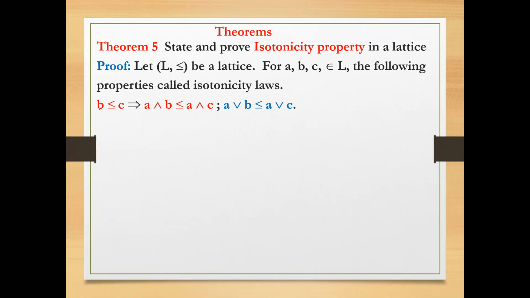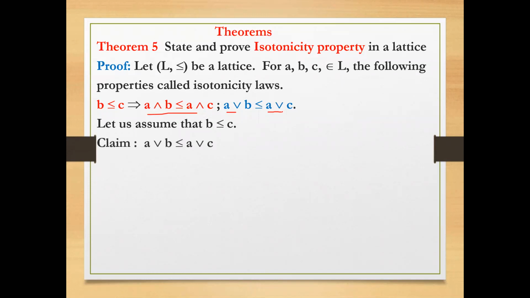That means what we have done here in this equation is we have taken A meet on both sides, A meet B and A meet C, and similarly A join B and A join C. So it says if you have two elements which are related, for example B is less than or equal to C, then you can apply A meet on both sides as well as A join on both sides. This is called the isotonicity law in a lattice. Now we will prove this. How is it possible? So let us assume B is less than or equal to C.